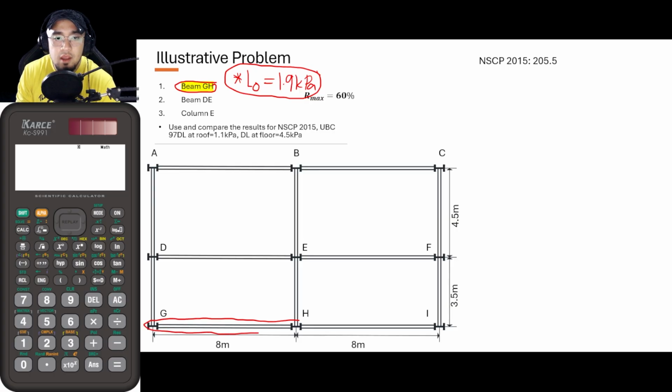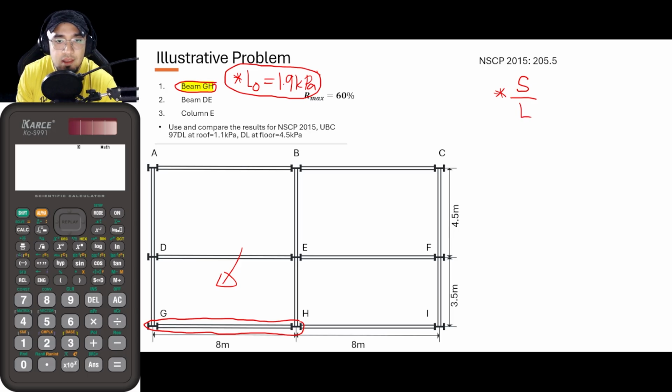So what is tributary area in the first place? When we say tributary area, that is the area of responsibility of that particular structural member. And in this particular slab, let us know if it is a one-way slab or two-way slab in order for us to know its tributary area. One way to know its behavior, whether one-way or two-way, is by getting the ratio. So let us solve for the ratio of the short span over the long span of that particular slab.